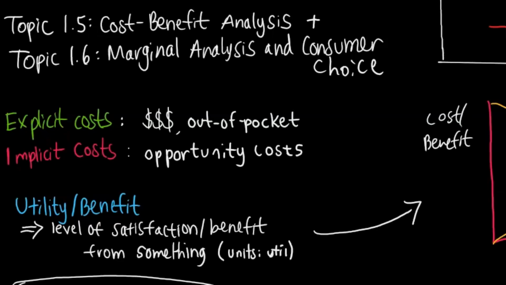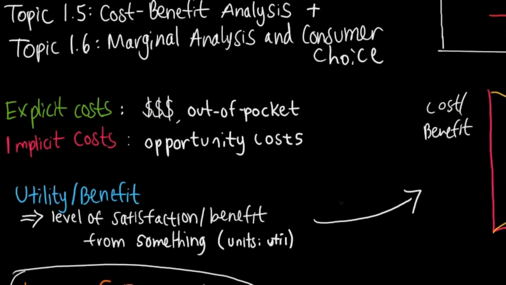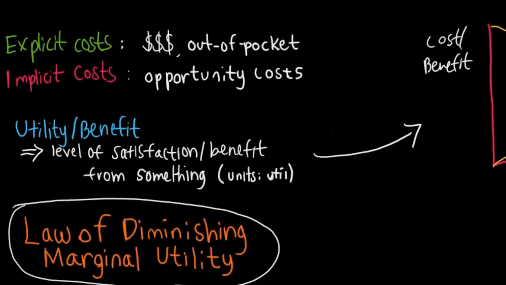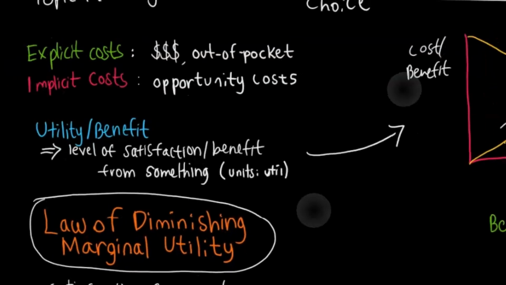Now, implicit costs are much more subjective, right? And these are usually attributed to things like opportunity costs. So if we're thinking back to the college aspect, you're giving up something, like you're giving up the opportunity to go right into the workforce, to go to college, right? So now we also have what we call utility or benefit, right? So this is basically the level of satisfaction or benefit that you arbitrarily get from something. And we measure that with a fake unit called utils or utilities, okay?